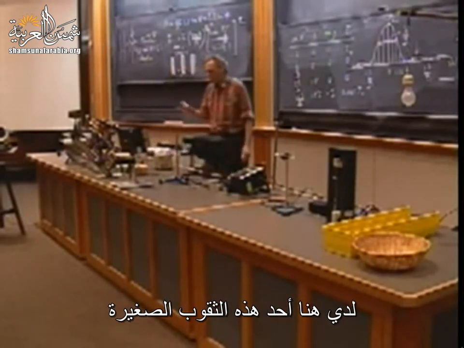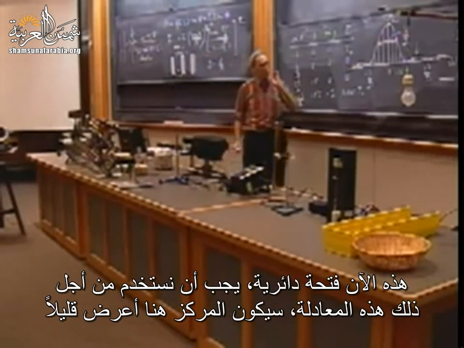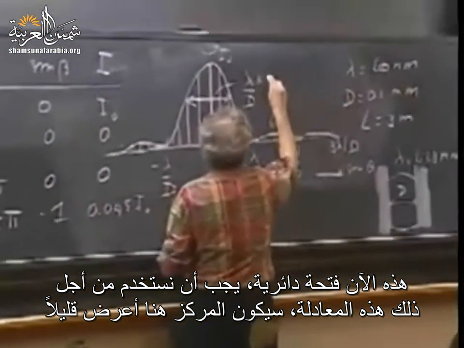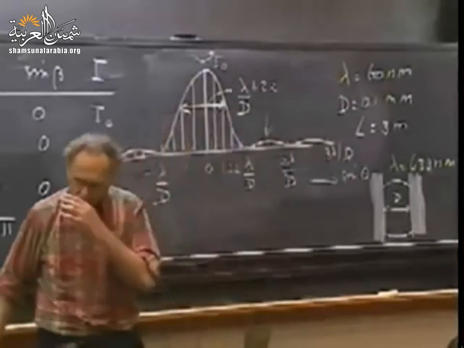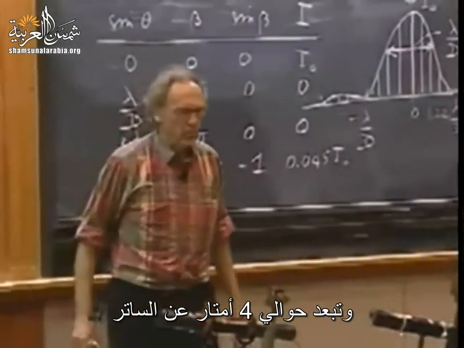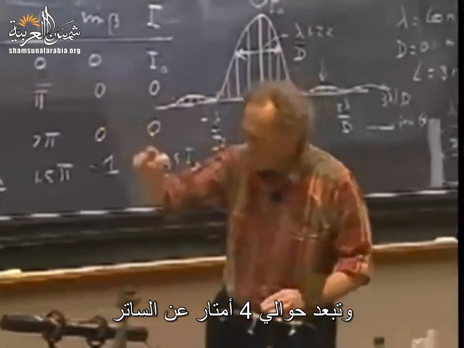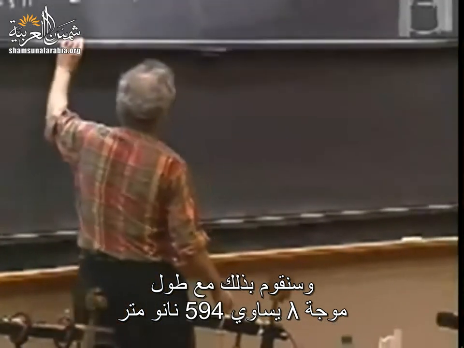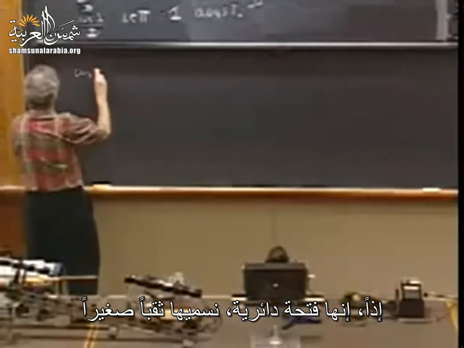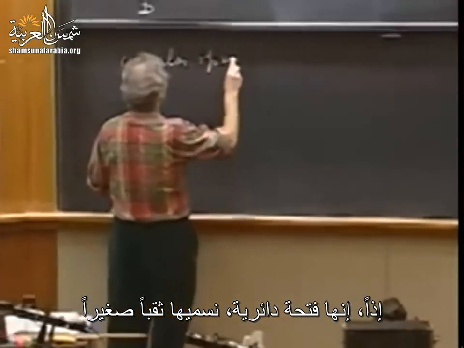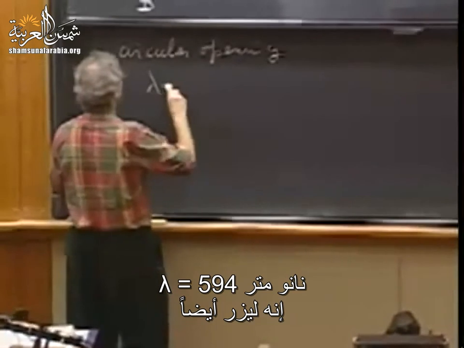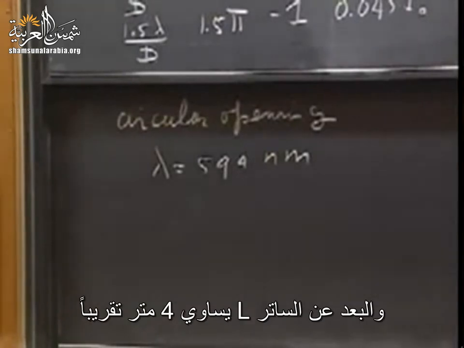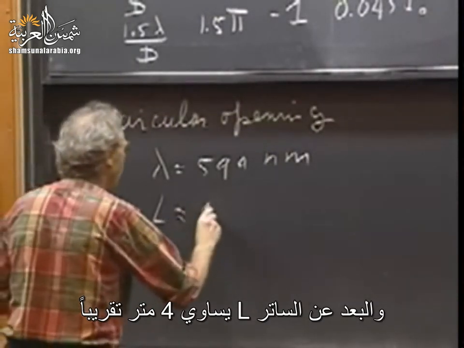I have here one of those pinholes. So this is now a circular opening for which this relation has to be used. So this central maximum is then a little wider. And we are about 4 meters away from the screen. I'm going to do this with a wavelength lambda of 594 nanometers. So it is a circular opening, call it a pinhole, and lambda is about 594 nanometers. It's also a laser. And the distance to the screen L is about 4 meters.